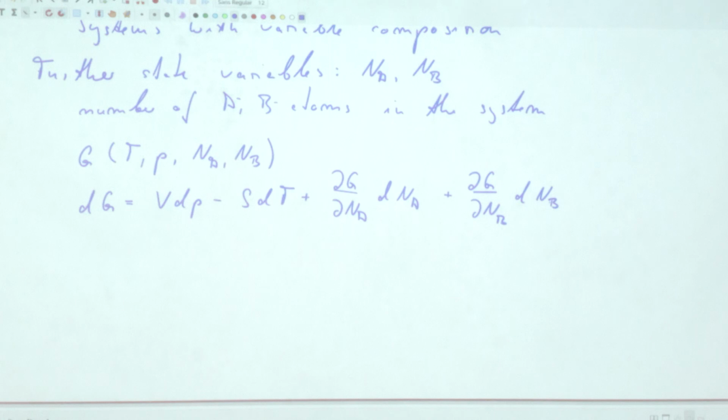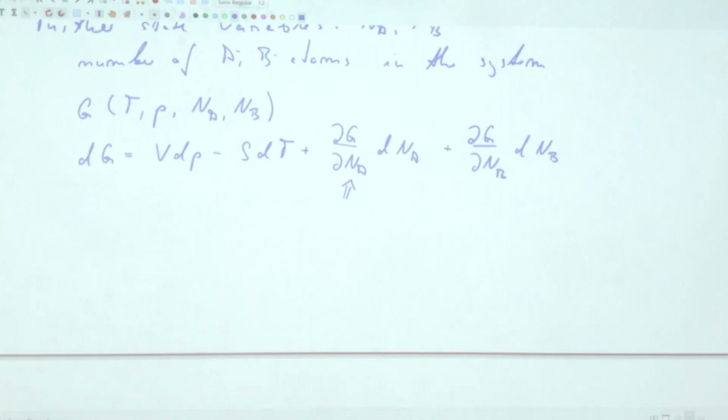And this derivative gets its own name. We call it, for some historical reasons, the chemical potential. As I said, this term potential appears on different occasions here in thermodynamics. The chemical potential has not much to do with the thermodynamic potentials I just discussed before. So we call this mu A and mu B.